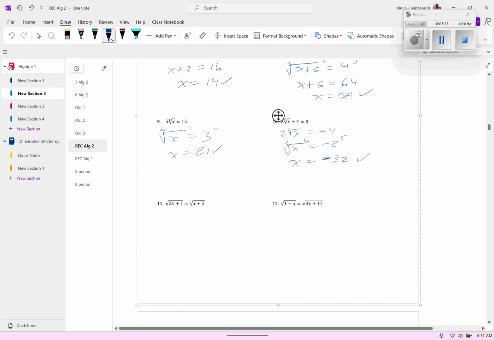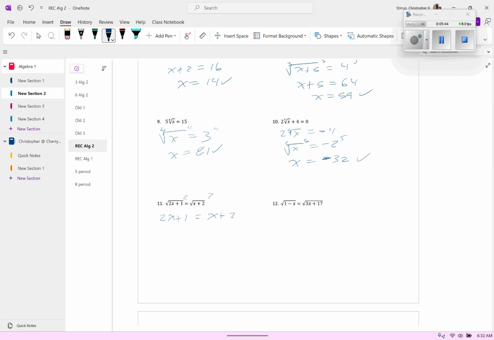Now I have a radical on both sides, so I'm just going to square both sides. So I'm going to get 2x plus 1 and x plus 2. I'm going to subtract x from both sides, and I'm going to subtract 1 from both sides. So that's going to give me 3. I get root 3 on both sides. That works.